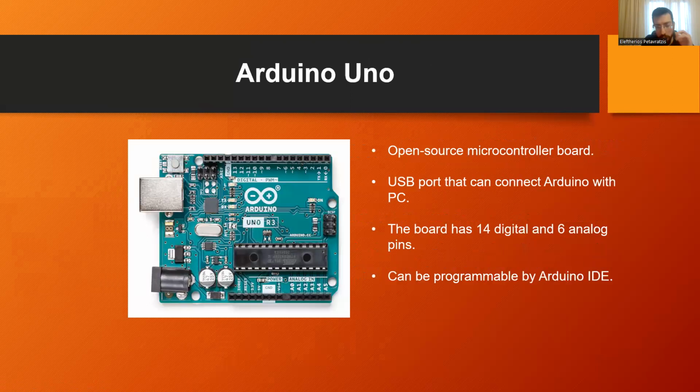So let's talk about each part separately. First, we're going to talk about Arduino Uno, which is an open source microcontroller board. It has a USB port that can connect Arduino with our PC. And also, this board has 14 digital and 6 analog pins that can be used in order to control all the aspects of our platform.